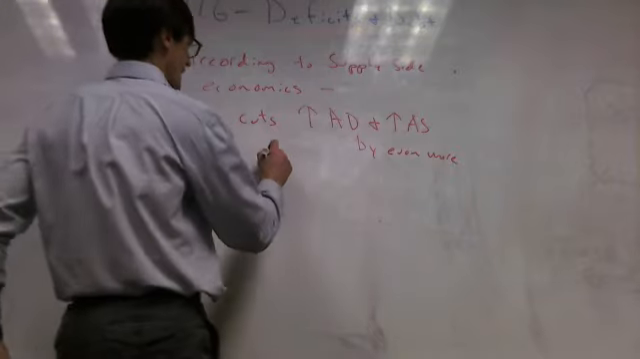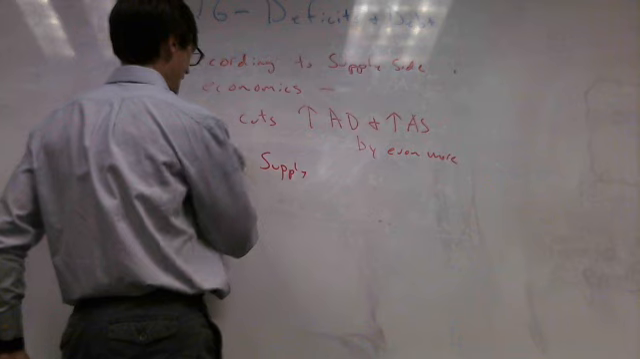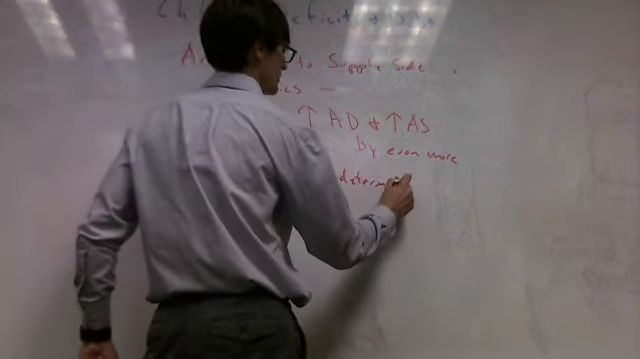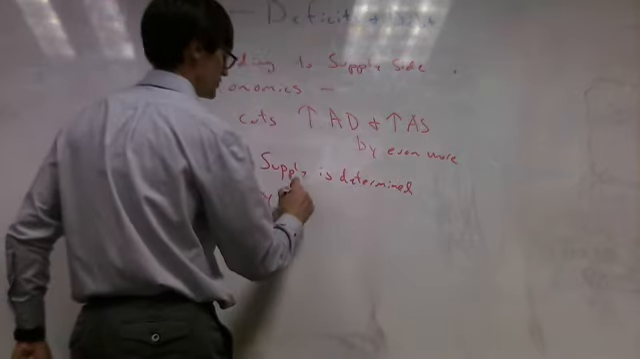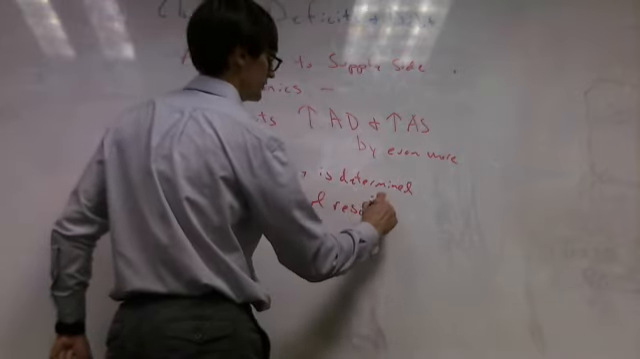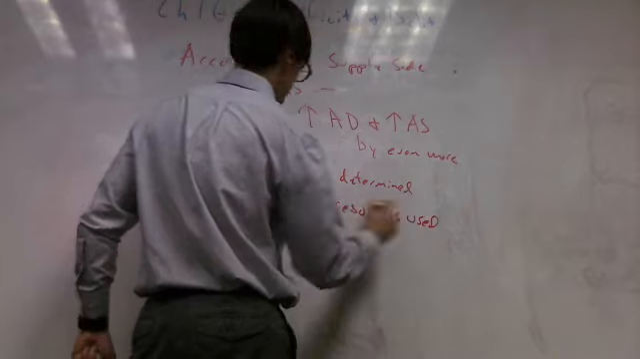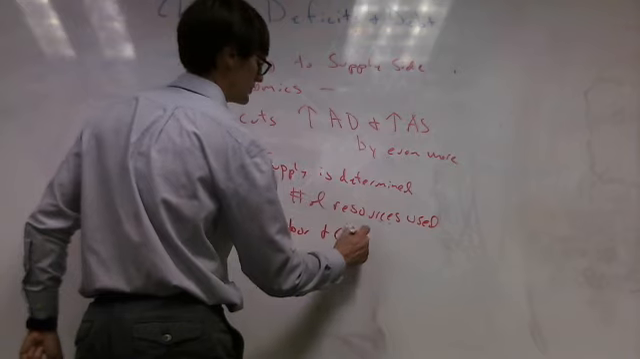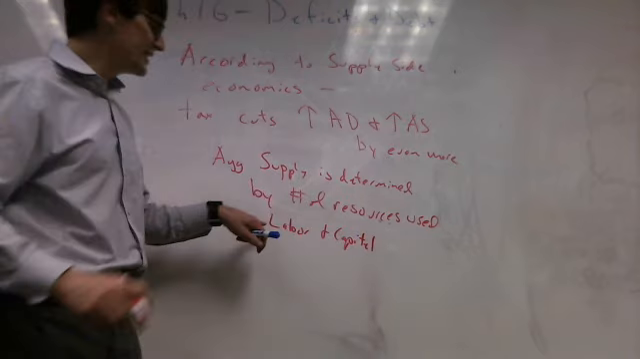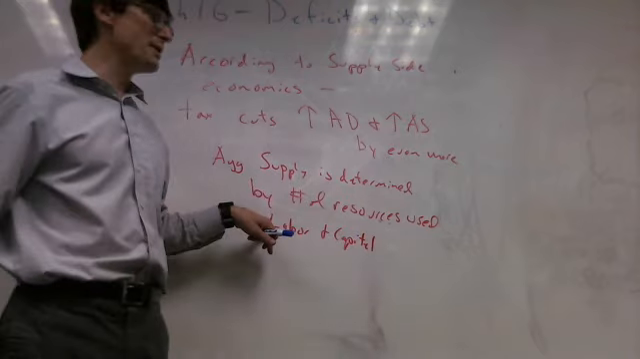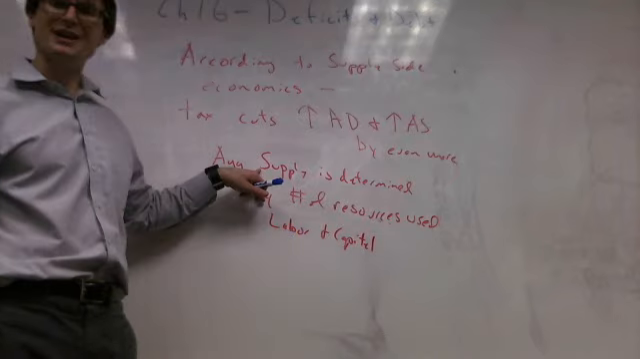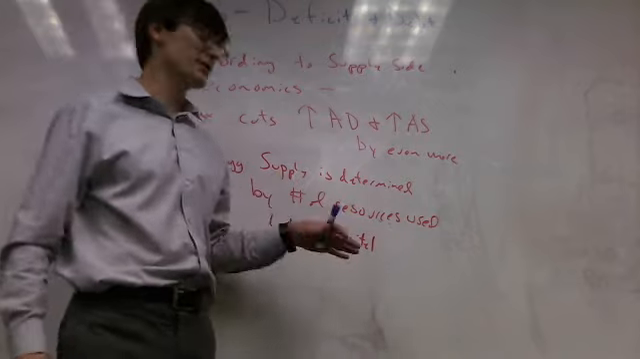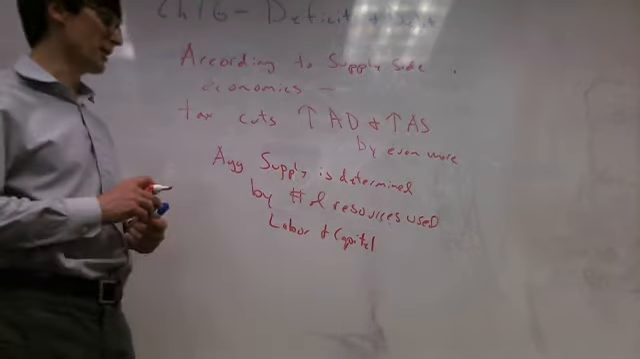Remember, aggregate supply is determined by the number of resources used. So resources include labor and capital. If you decrease taxes on labor, more people are willing to work. That would increase aggregate supply. If you decrease taxes on capital, more people would be willing to use their capital towards productive enterprises. Therefore, that would increase aggregate supply as well.